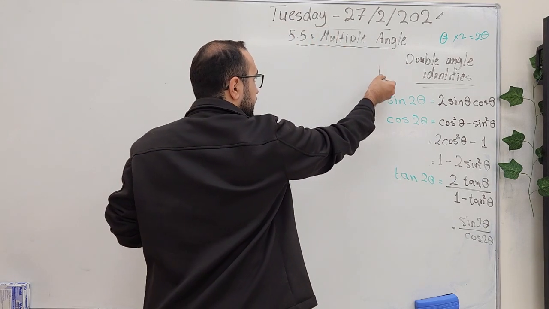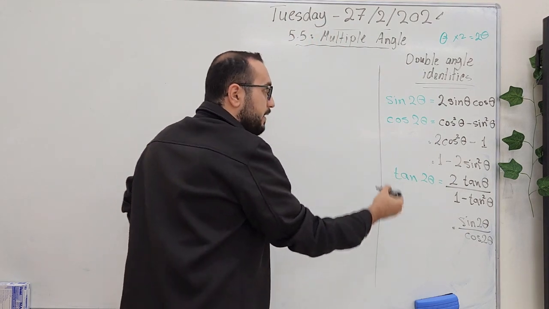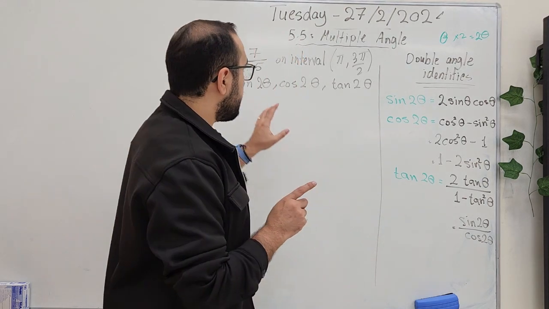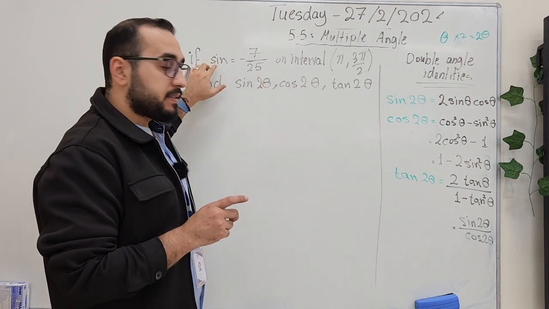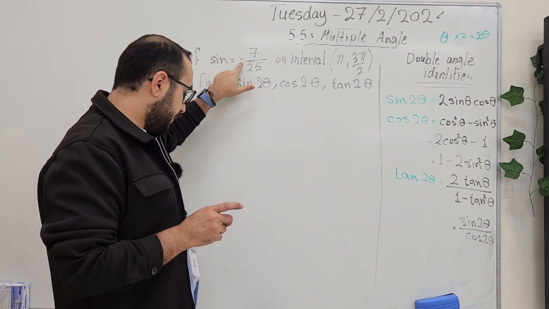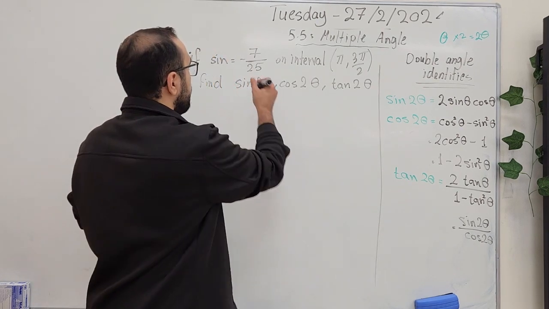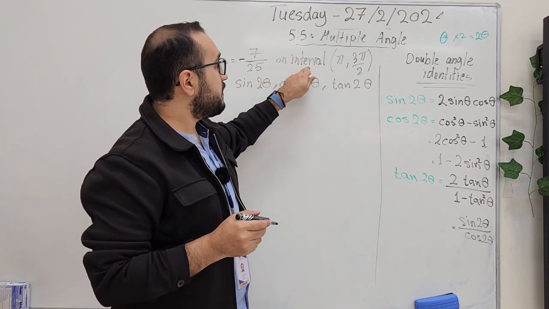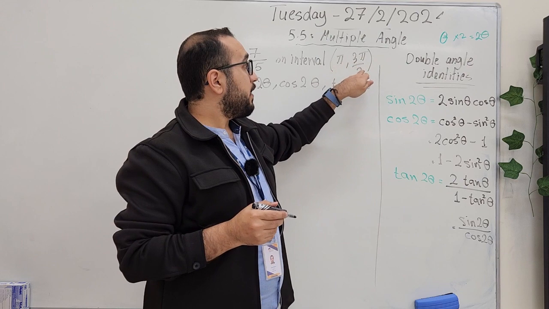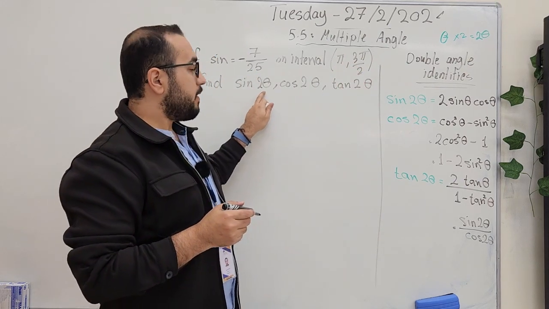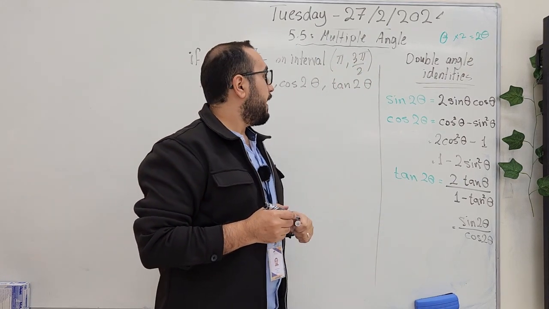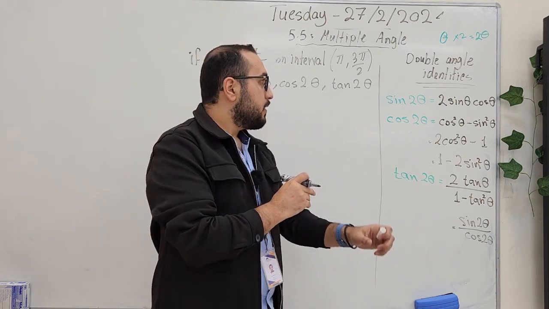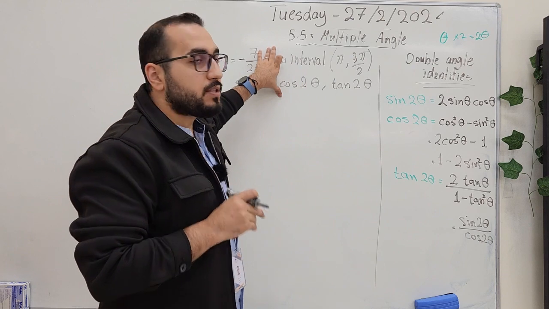Now let's take an example about how I can use all of these in a question. As you can see here, we have a question: if sine theta equals negative 7 over 25 on the interval pi to 3 pi over 2, find sine double angle, cosine double angle, and tan double angle. Now, how can I find these? Or let's say, how can I solve this question?